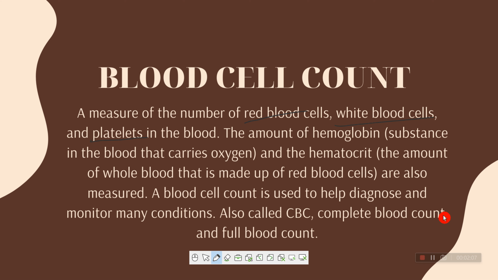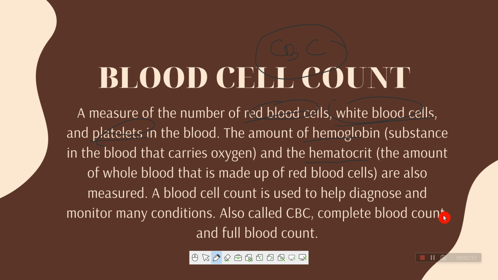So the complete blood cell count is the measurement of the number of red blood cells, white blood cells and the platelets present in the blood. The amount of hemoglobin present in the RBC is also considered under the complete blood cell count. And the hematocrit, that is the packed cell volume, or the amount of whole blood that is made up of the RBCs, and the average hemoglobin concentration present in each RBC. These kinds of measures also come under the CBC test.